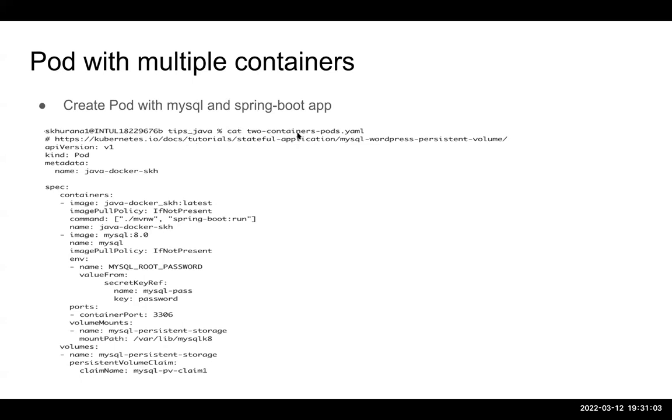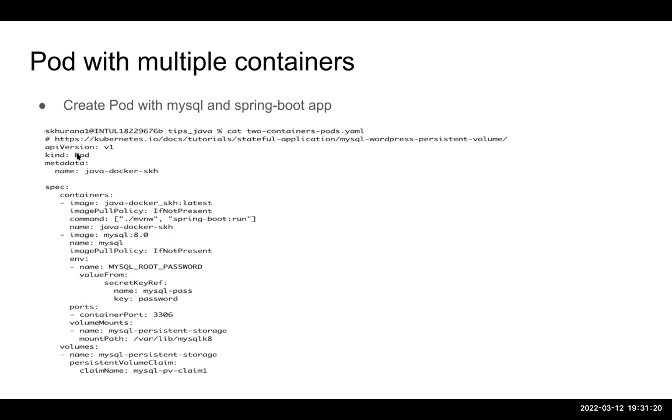There's a YAML which I created. It's called 2-pod containers pod YAML. I have taken the example from this. I have referred to the Kubernetes tutorial on this link, so you can go and read. This example has been taken from there.